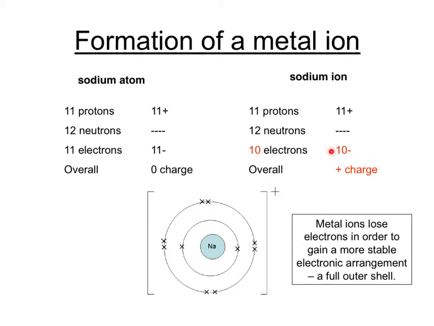And when we draw the sodium ion, we draw the electronic arrangement of the ion, and then we put square brackets around it and a plus charge. Metals like sodium lose electrons in order to gain a more stable arrangement. They get a full outer shell. So metal atoms form positive ions through losing negative electrons.